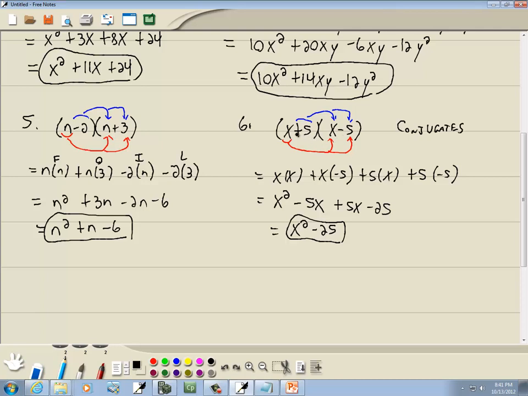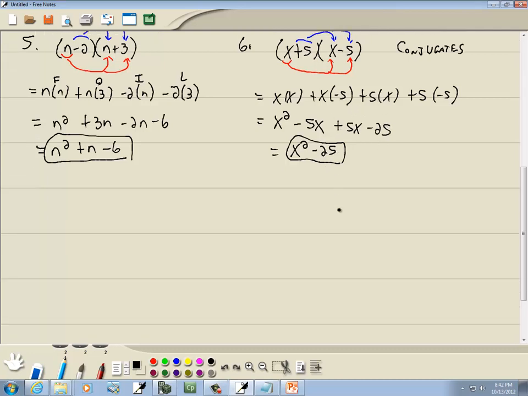Now, when you got conjugates, all you have to do is multiply your first parts together, x times x, and get x squared, and your last parts, 5 times negative 5 gives you negative 25. If you recognize they're conjugates. Now, if you don't recognize them, no big deal. As you can see, they'll cancel away anyway.